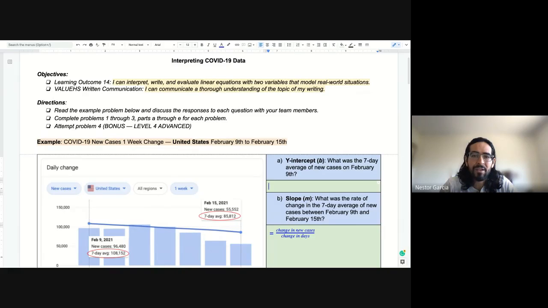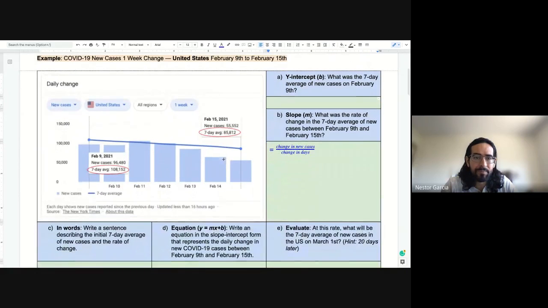In the Interpreting COVID-19 Data assignment, you will learn how to interpret, write, and evaluate linear equations with two variables that model real-world situations. You will also practice communicating a thorough understanding of the topic of your writing. Let's jump down to the example.